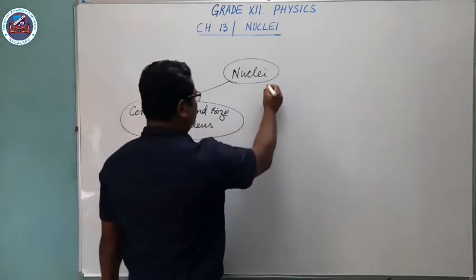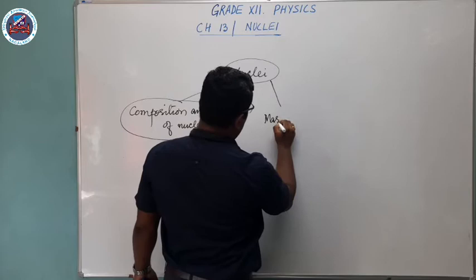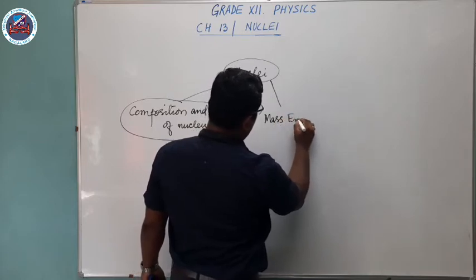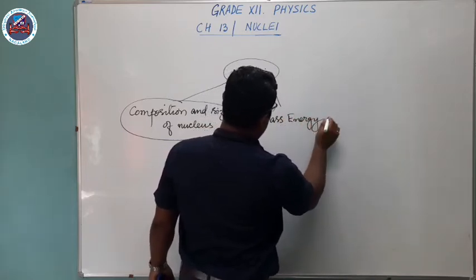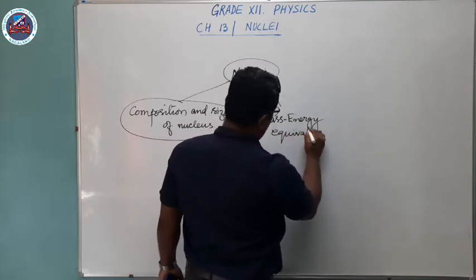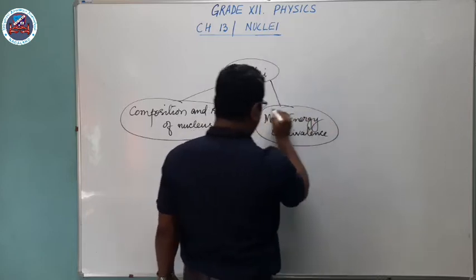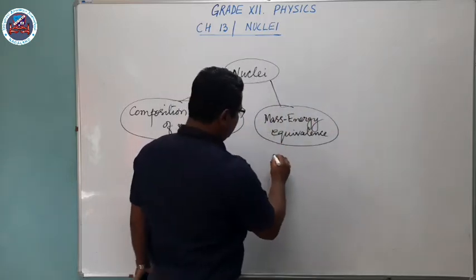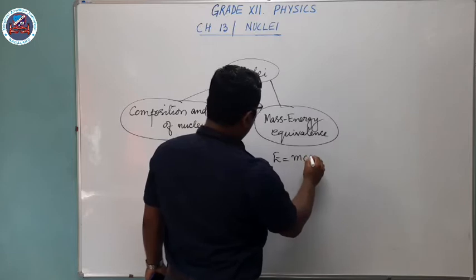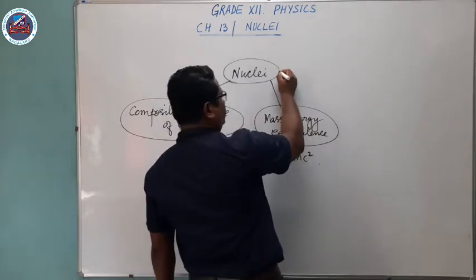Then the second thing that you are going to study is about mass energy equivalence. And this one you already know that mass can be converted into energy using Einstein's relation E equal to mc square. Then the next thing that you are going to study is about nuclear energy.